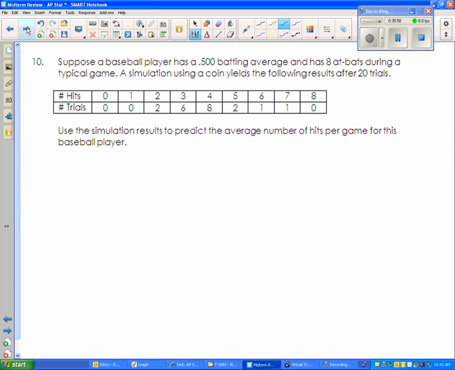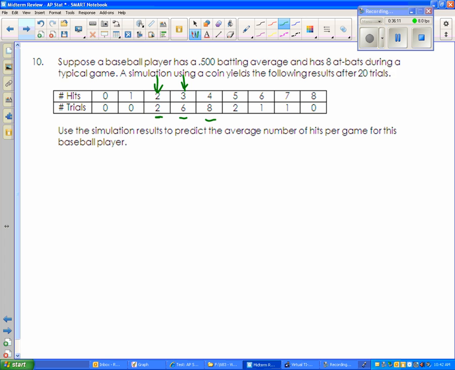So what this table represents is that out of the 20 times that I did this, there were two of those trials where the player only made 2 hits. There were 6 times that he made 3 hits, 8 times that he made 4, and so forth. So this is just a frequency table that was developed from a simulation.